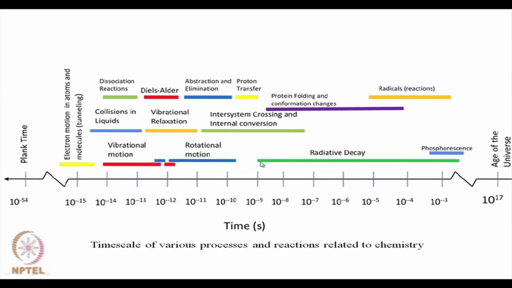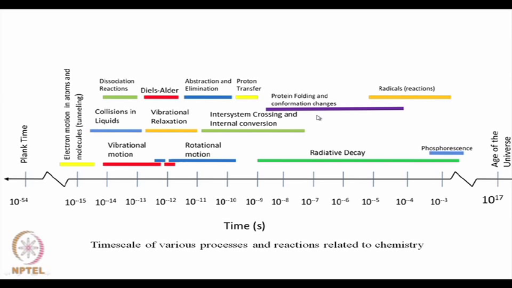Next, there is a huge range that starts from maybe more than a millisecond down to a nanosecond, which is encompassed by radioactive decay, a huge range, minus 9 to minus 3, even more. Next, in violet color, you see, it is protein folding and conformational changes with time.